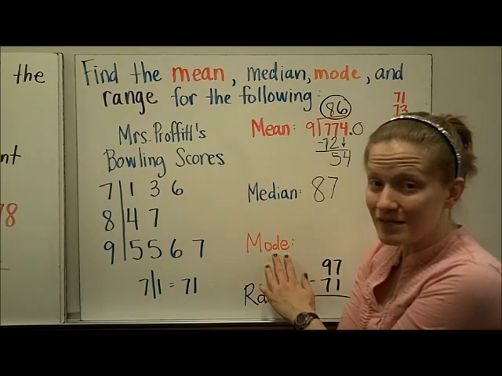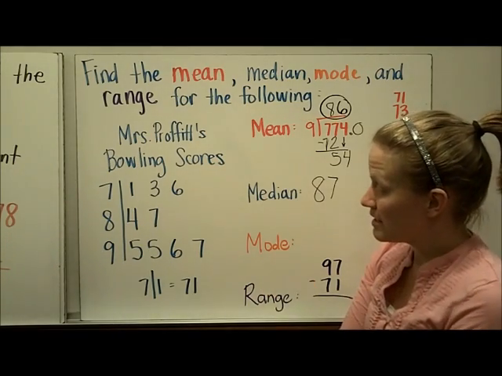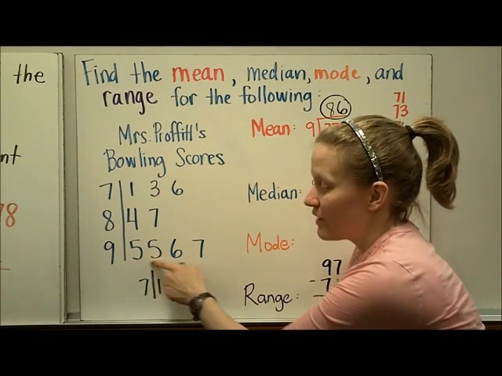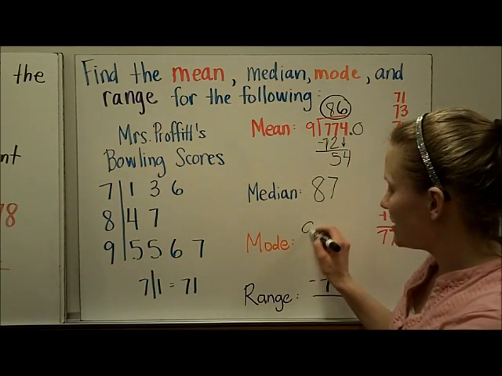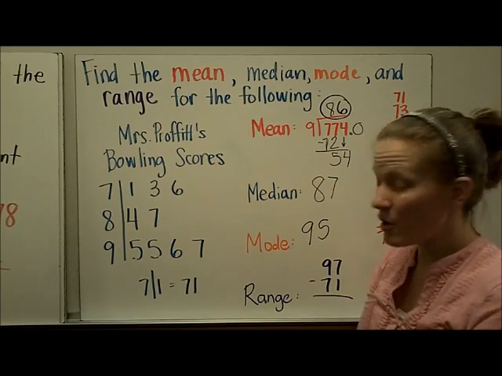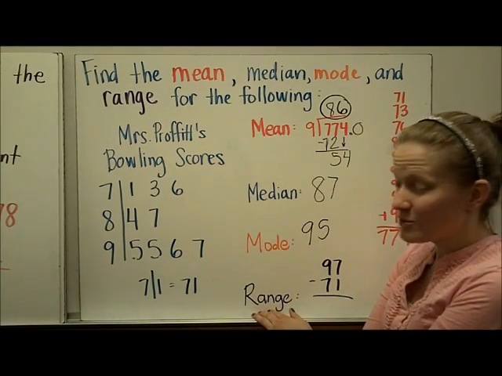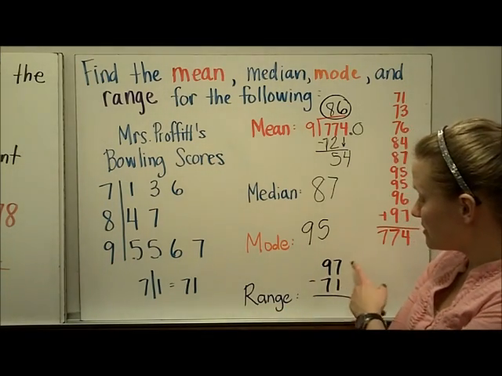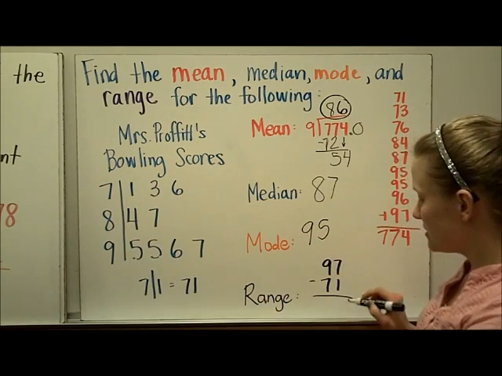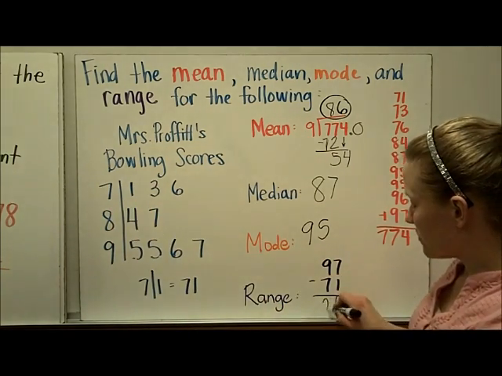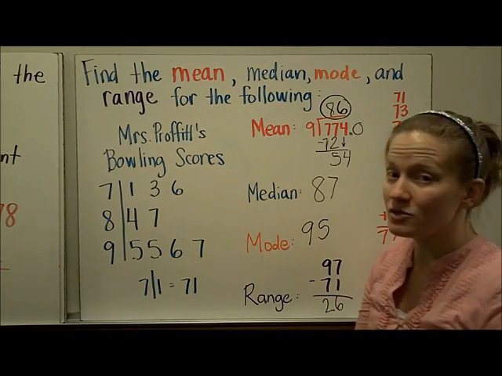The mode is the number that shows up most often, and I see 2 5s here, which represents 2 95s. That's the number that's repeated, so 95 is the mode. And finally, I get the range by doing the biggest minus the smallest. 97 is the biggest, 71 is the smallest. When I subtract, I get 26. So the range of this data is 26.